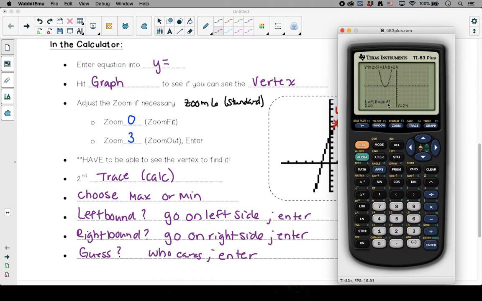So now it says left bound. I want to find where my cursor is. It's at 0, 24, so it's way up here. I want to press my left cursor until I get to the left side of my vertex.